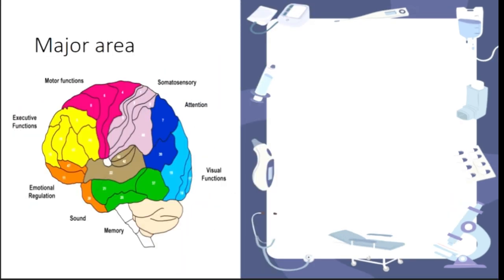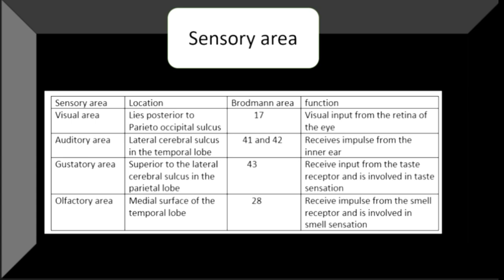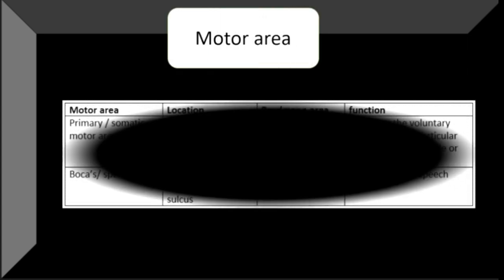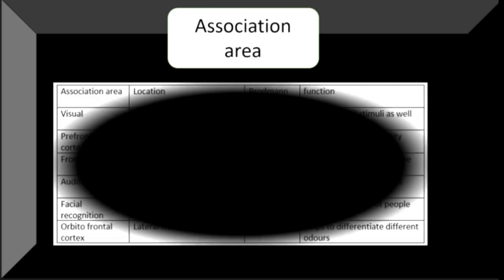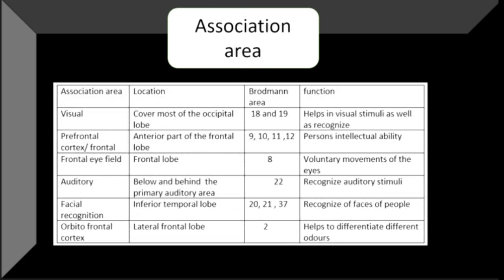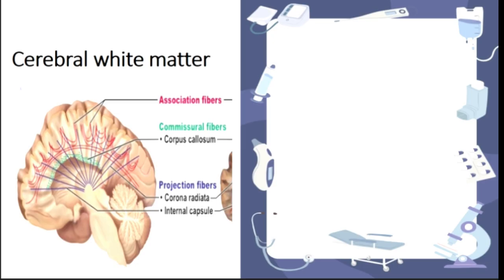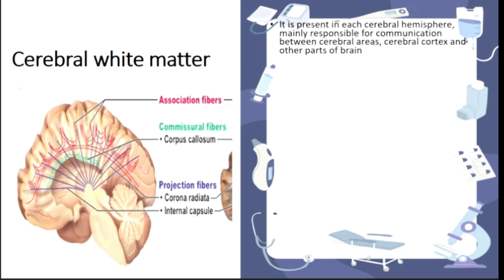So next we have learned about the functional areas. They are mainly three major areas: the sensory area, motor area, and association area. First we have seen the sensory area, which is divided into four: visual area, auditory area, gustatory area, and olfactory area. Next we have learned about motor areas. The motor areas are divided into two: primary and speech area. Next is the association area, which is divided into six: visual, prefrontal cortex or frontal, then frontal eye field, auditory, facial recognition, and orbital frontal cortex.